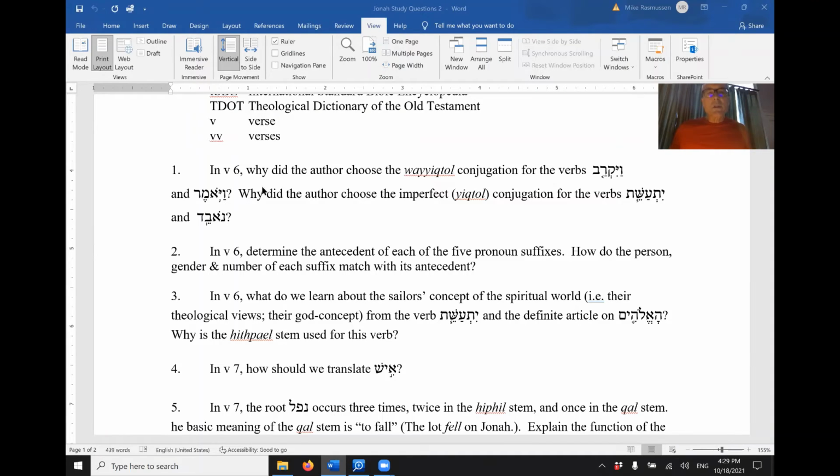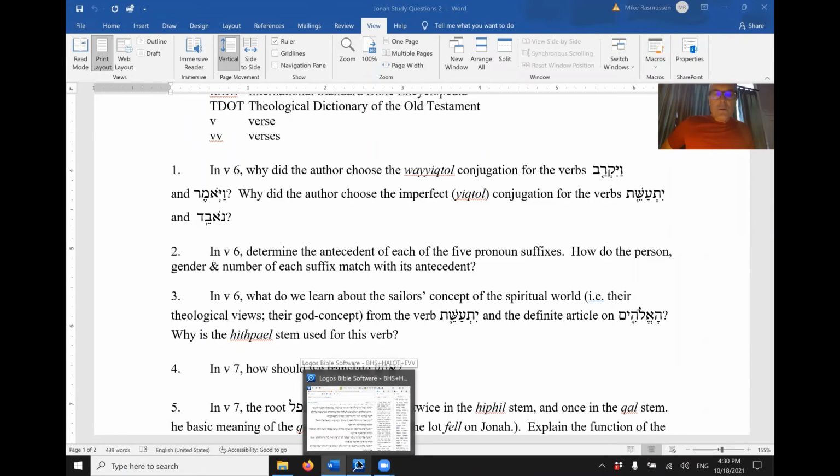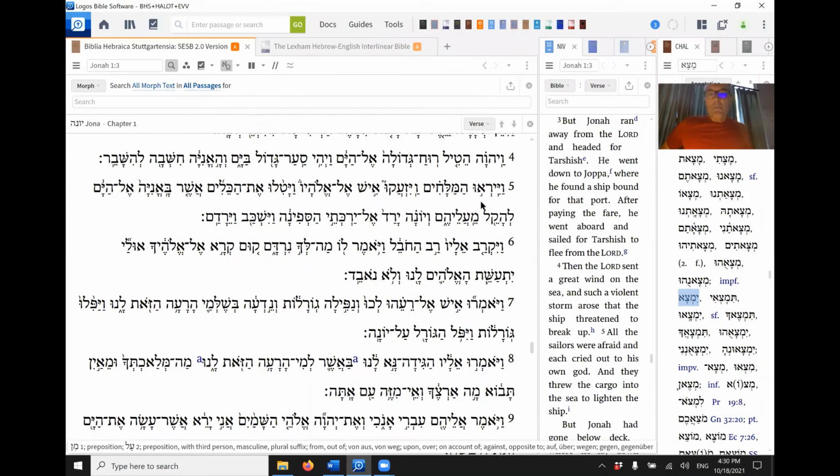Question 1, in verse 6, why did the author choose vayiktol conjugation for the verbs vayikrav and he drew near, and vayomer and he said? And why did the author choose the imperfect yiktol conjugation for the verbs yitaset and noved? So the vayiktol conjugation is the main ingredient in a narrative clause.